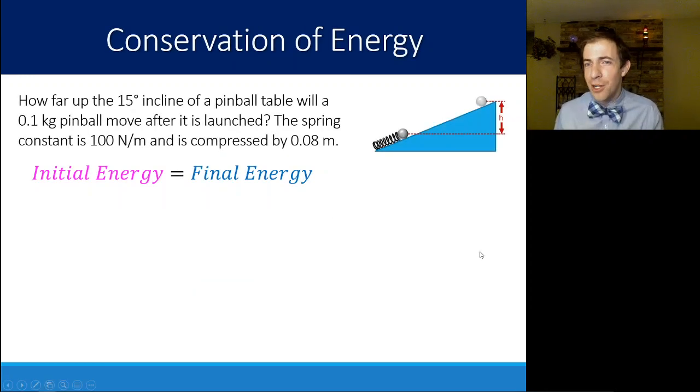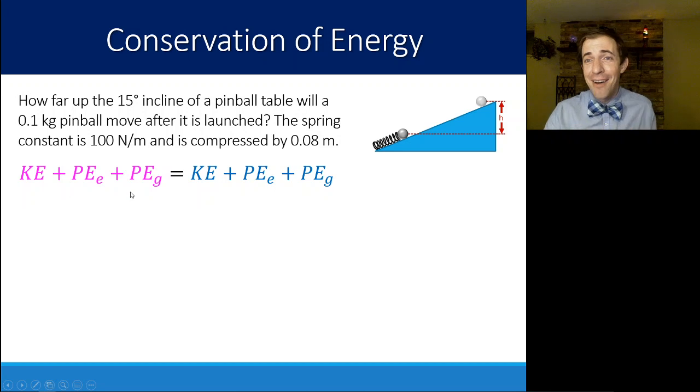So if we look at this in terms of a conservation of energy problem, how far up a 15-degree incline of a pinball table will a 0.1 kilogram pinball move after it is launched? The spring constant is 100 newtons per meter and is compressed by 0.08 meters or 8 centimeters. So same as what we did before, the initial energy has to equal the final energy. Now we have another form of potential energy to include in here.